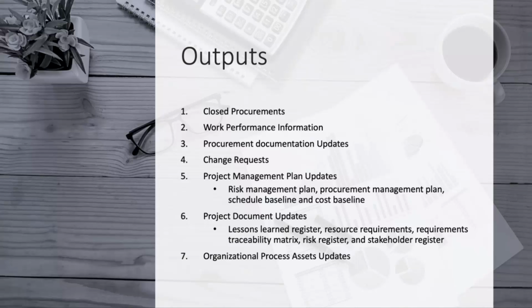Number 3, procurement documentation update. Includes the contract with all supporting schedules, requested, unapproved contract changes, and approved change requests. Number 4, change requests. Any change requests to the project management plan, its subsidiary plan, and other components such as cost baseline, schedule baseline, and procurement management plan may result from the control procurement process.